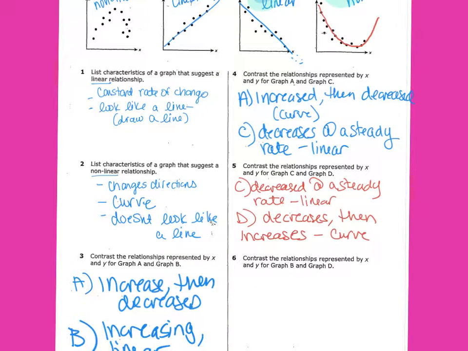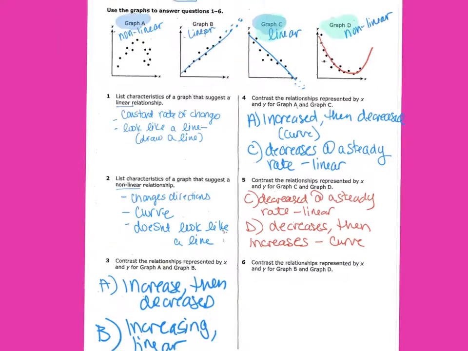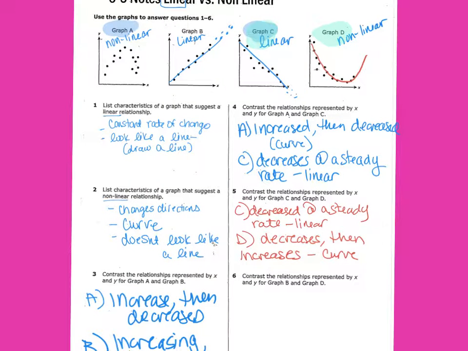Then last one, number 6, contrast the relationships represented by X and Y for graph B and D. So now we're looking at B and D. So for B, it was increasing by a steady rate, and it's linear. We can draw a straight line through it.